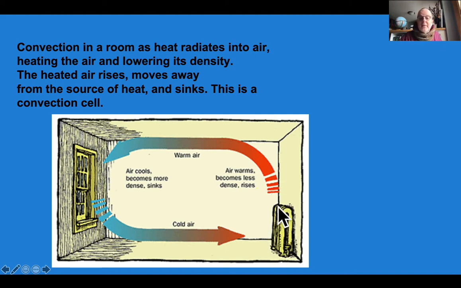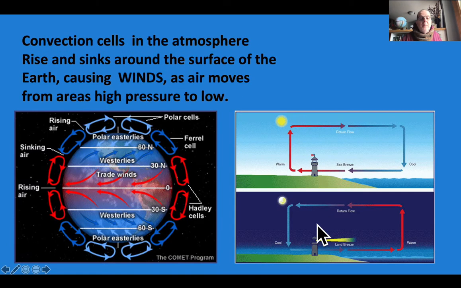Here's the radiator, heat rising, the radiant heat, heating the molecules in the air over the radiator, spreading them apart, density goes down, air rises, and then the heated air rises, moves away from the source of the heat, the radiator, and sinks. And this is a convection cell. This is what we call it. And we see these in many parts of the earth.